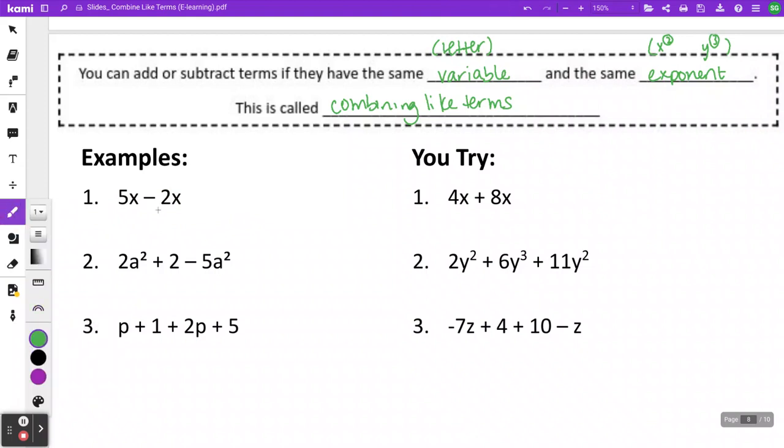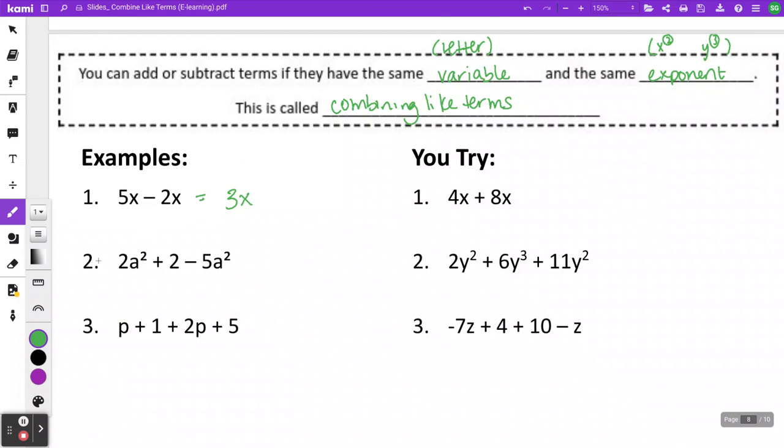Now, the rest of this isn't too bad because you know how to subtract. 5 minus 2 is 3. So I know 5x minus 2x is going to be equal to 3x. And just like that, we have simplified it. There you go. You have combined like terms. Now, the rest of these can get a little more challenging when you have more terms in the problem. That's what's going on in my other 2 examples.